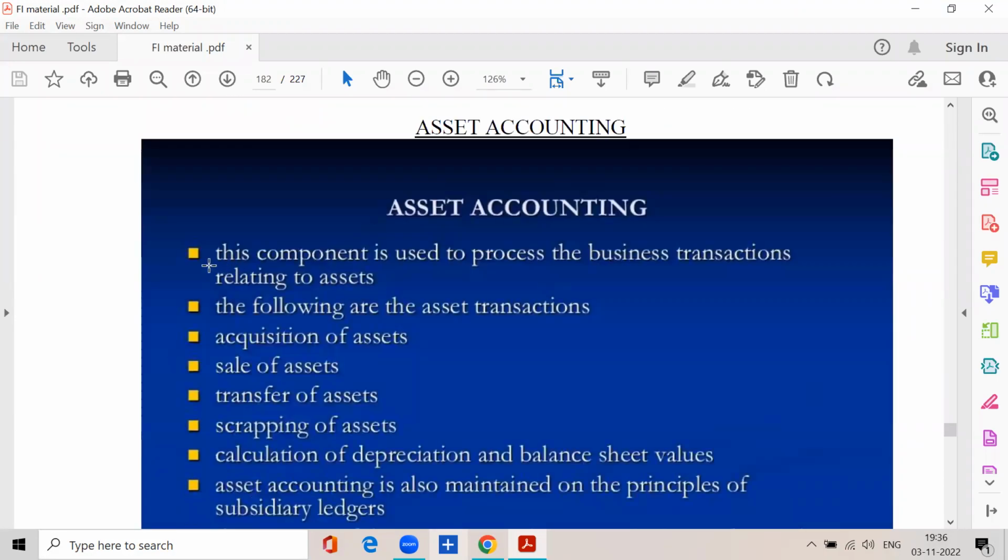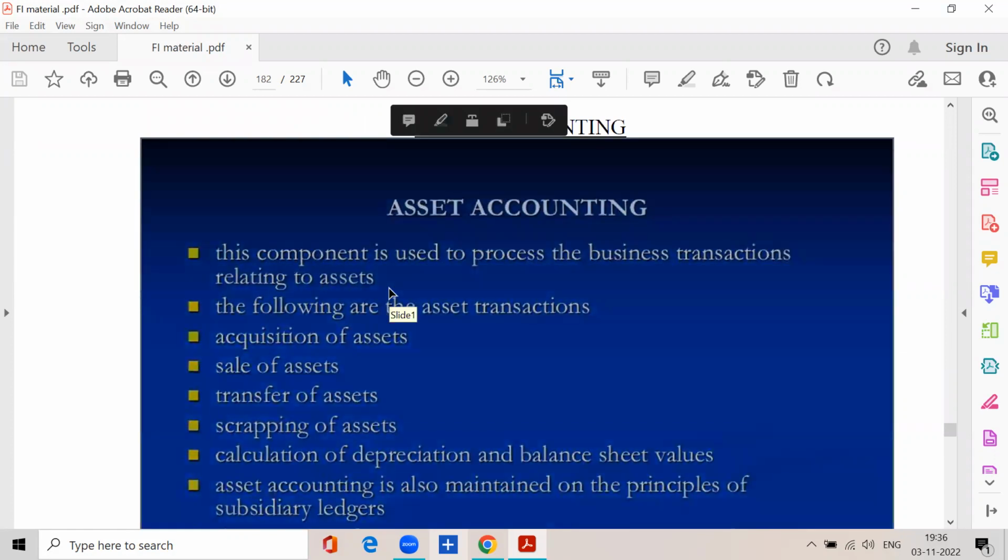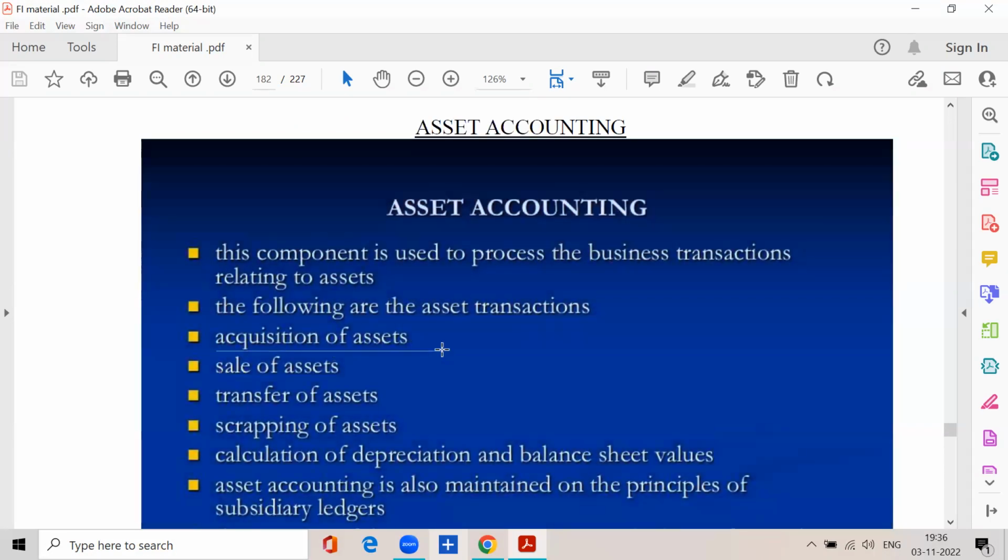Asset accounting. This component is used to process the business transactions relating to assets. So here assets means fixed assets, right? The business transactions relating to fixed assets are, first, acquisition of assets. During the course of the business, the company codes will acquire fixed assets like land, buildings, plant and machineries, furniture, vehicles, etc. So when these types of assets are acquired, how to process them?